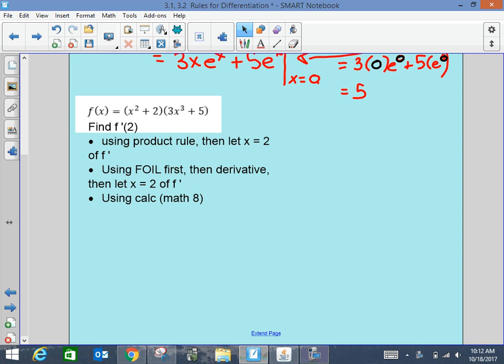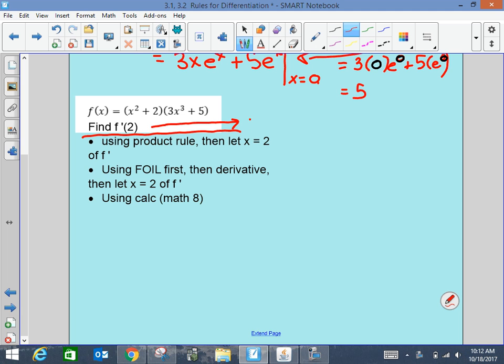All right. f(x) equals (x squared plus 2) times (3x cubed plus 5). We're looking for f prime of 2. What does that mean? It's the derivative of f(x) at x equals 2.